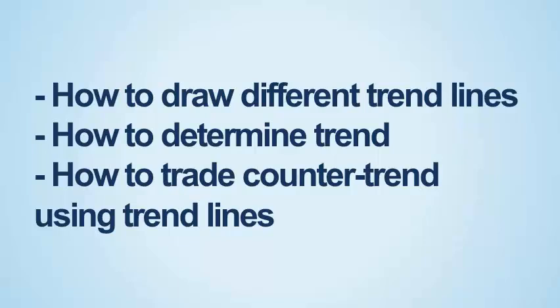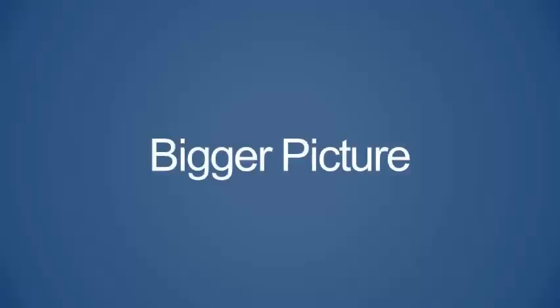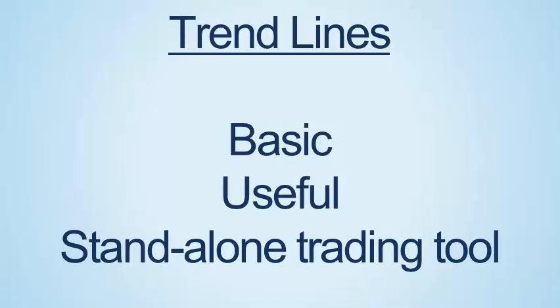And in this piece, I want to give you how to draw different trend lines, how to determine trend, and how to trade counter trend using trend lines. Now, since the trend on one time frame can become the dominant trend at any time, it's not a bad idea to see where we are in the bigger picture. Trend lines are good tools to use for trend determination, and in the right hands, they can become a standalone trading tool. Not only can they help determine your trend direction, they can also point to the rate of the trend, which is great information to have in terms of taking a trade.